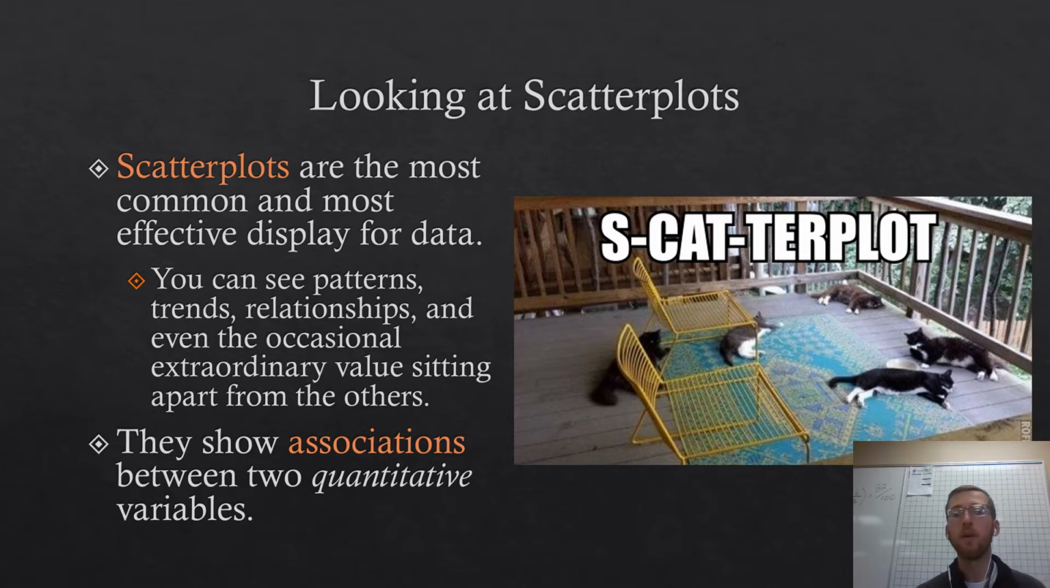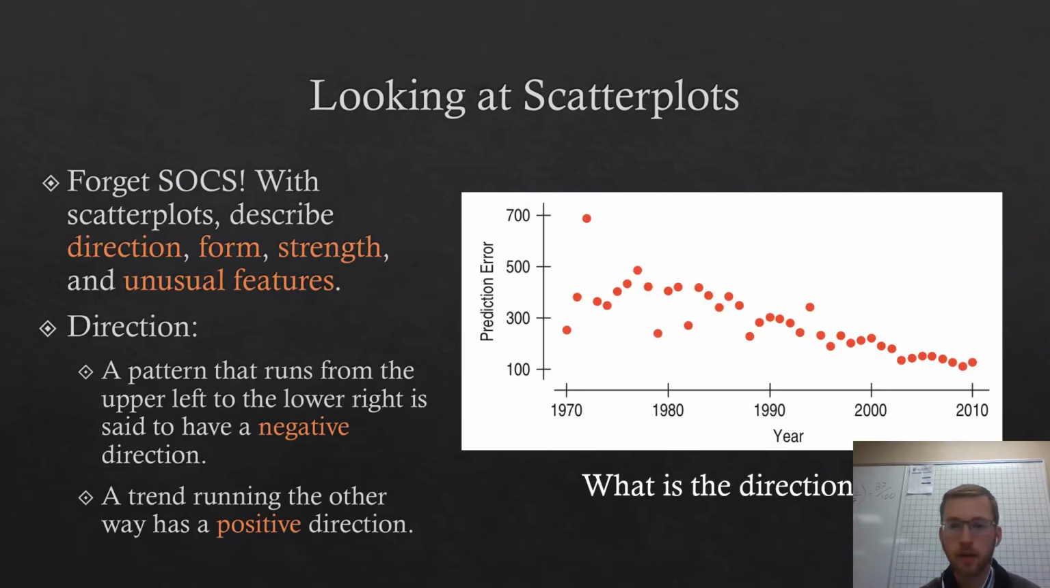Now, in Unit 1, we talked about univariate or one variable data. When it comes to scatter plots, we're now looking at two quantitative variables. If you remember, when we talked about one variable data with graphs before, we talked about SOCs: shape, outliers, center, spread. When it comes to scatter plots, which again has two quantitative variables, instead of SOCs, we're now going to talk about DUFS, D-U-F-S, and these stand for direction, form, strength, and unusual features. So I'm going to talk a little bit about each one of these.